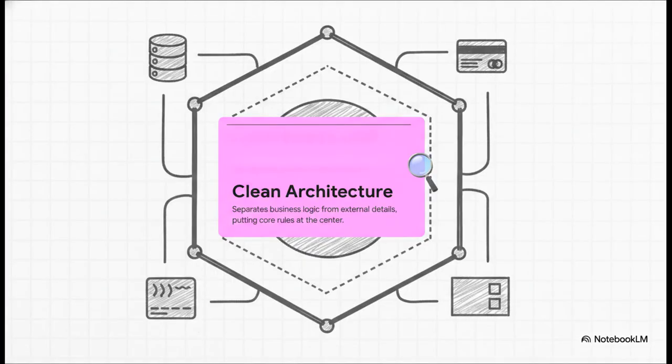Want to take that protection even further? Enter clean and hexagonal architectures. These patterns literally flip traditional dependencies on their head. They force your core business rules into the absolute center of everything.